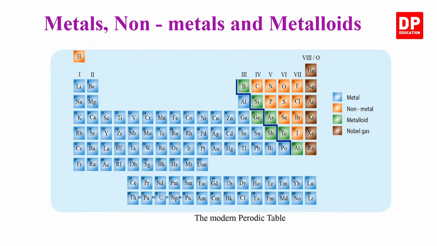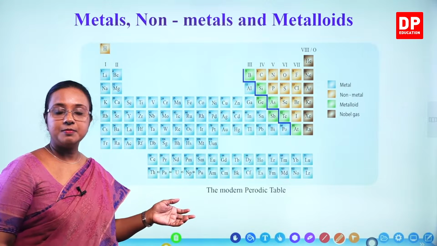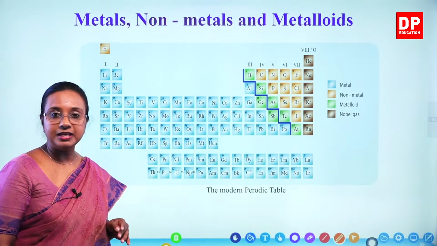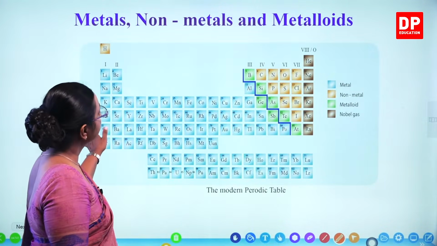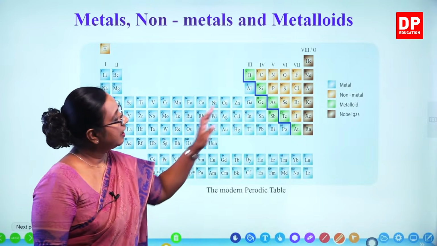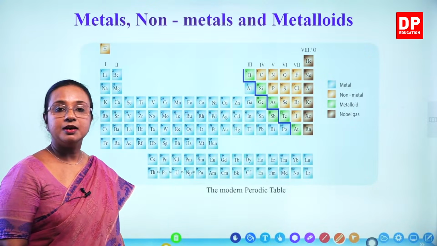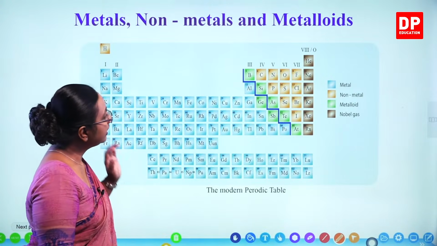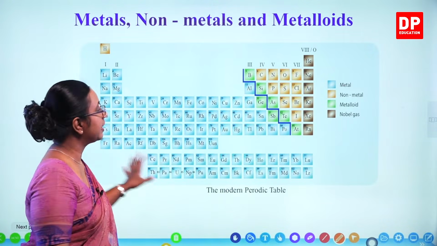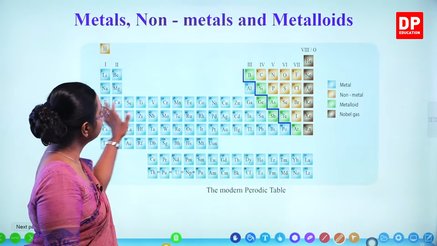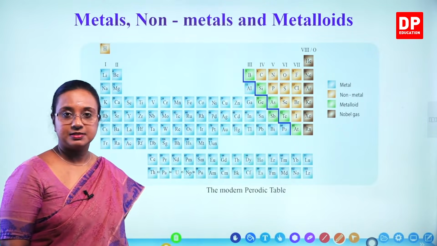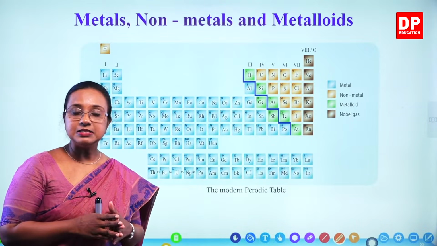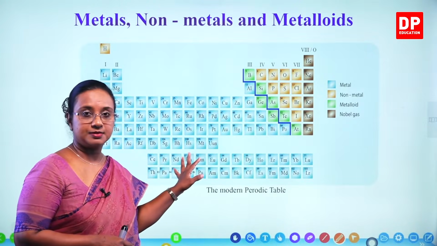Metals, nonmetals and metalloids. This is the complete periodic table with about 115 elements that exist in nature. And here you can see the different elements have been shaded with different colors. So in this, if you look at the major part of the periodic table, the elements are in blue color. That is because they are all metals. So majority of the elements in nature are metals.